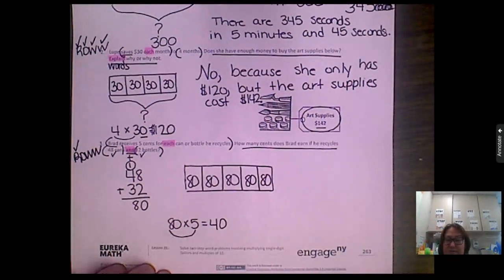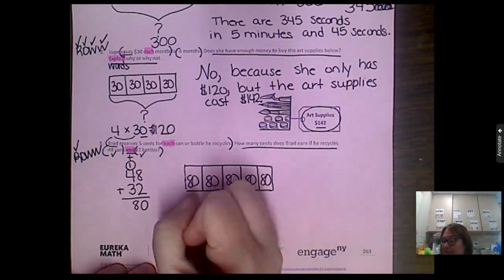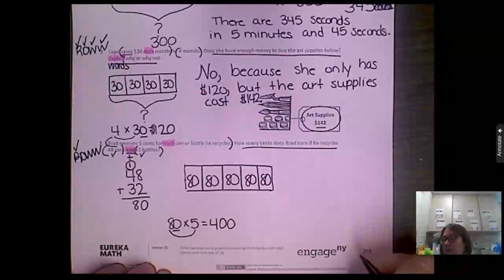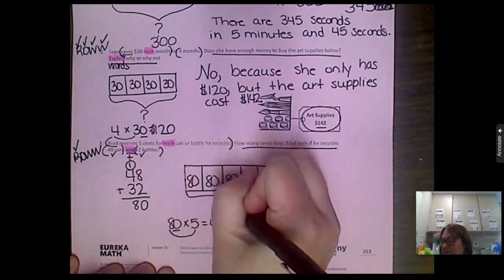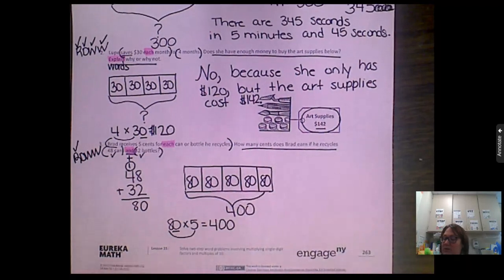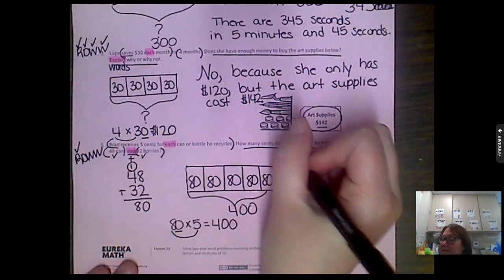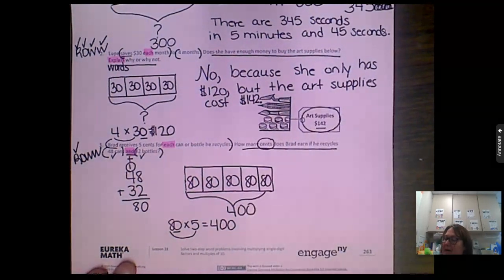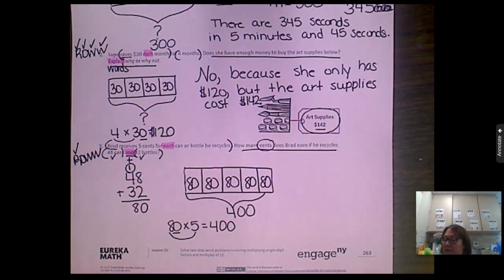And then what do I do? I just add that 0 since it's a multiple of 10. So it equals 400. So right there, I've got 400. So 400 what? I look back at my question. How many cents does Brad earn if he recycles 48 cans and 32 bottles?